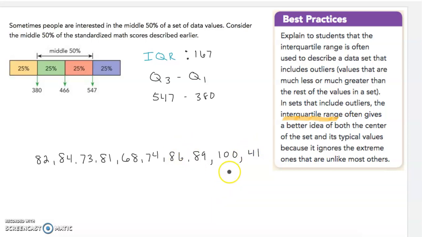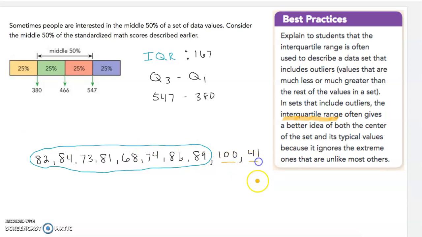You might consider that this is the main group right here. These right here are kind of the main group, and these two over here would probably be the outliers because they're a good distance away from the other parts. So if I said to you, what's the range of this? Well, the range is the greatest number minus the smallest number, so that's 100 minus 41. So the range would be 59.